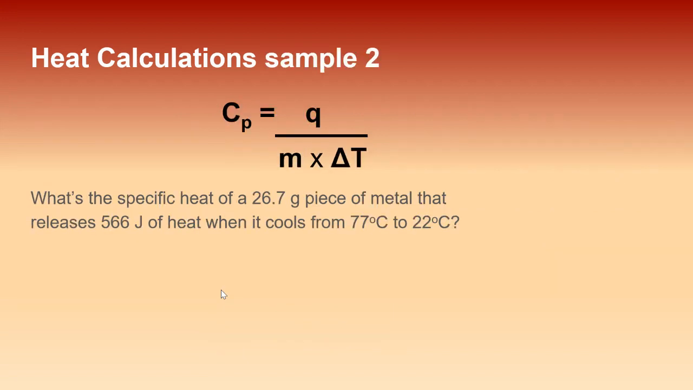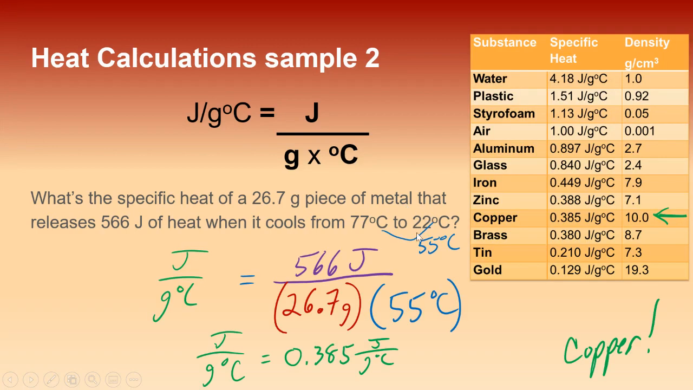What if I asked you for specific heat? So if I ask you for the specific heat, I have to give you the grams, the joules, and the temperature change. And you're going to put those in order, just like I told you, using, if this is joules over grams degrees Celsius, you're going to take the joules, divide it by the grams times the degrees Celsius. So the joules is the 566, that's going to go on top. 26.7 grams is going to go here. The difference between these two is 55 degrees, and that'll go there. So 55 degrees, 566, 26.7, do all that math out, you get 0.385 joules over grams degrees Celsius.